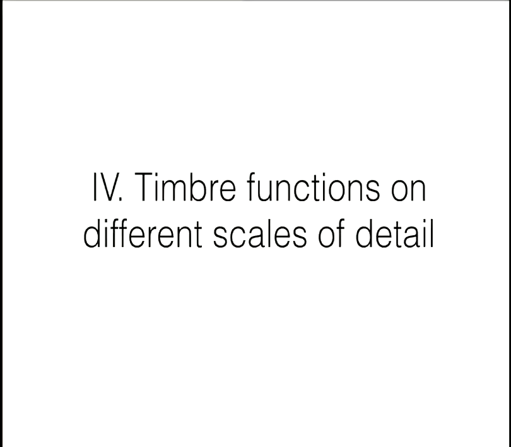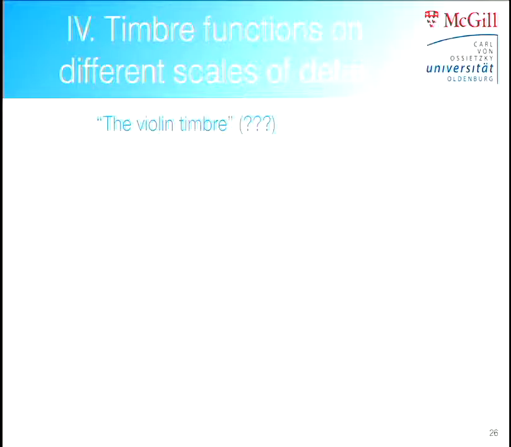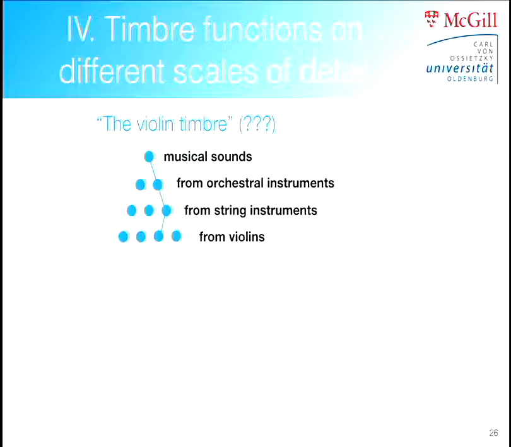Okay, so the last point actually connects well to the topic of beatboxing that we had at lunch. It's a different type of language music relation. So timbre functions on different scales of detail. The textbook definition says timbre is what distinguishes a violin from a trumpet played at the same pitch and dynamics. So we have musical sounds, orchestral instruments, string instruments, and then the violin, and that's the end of timbre.